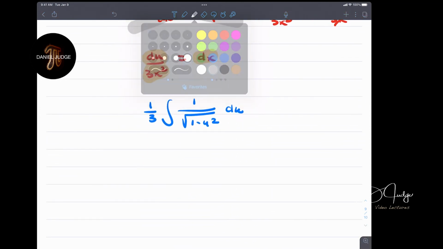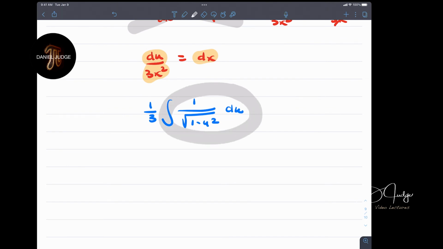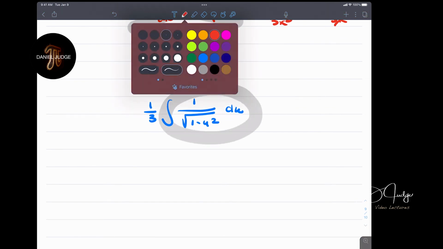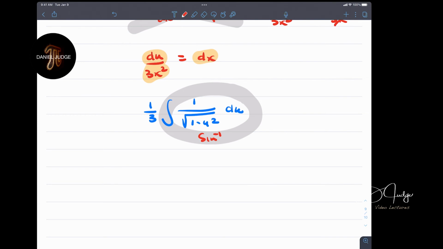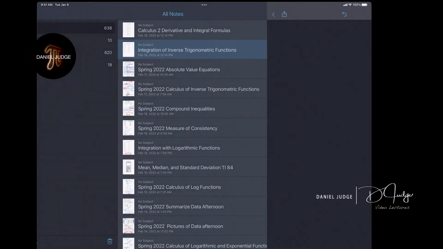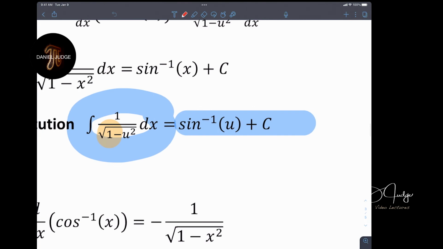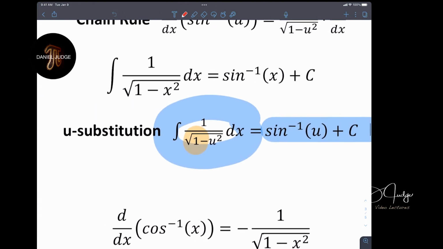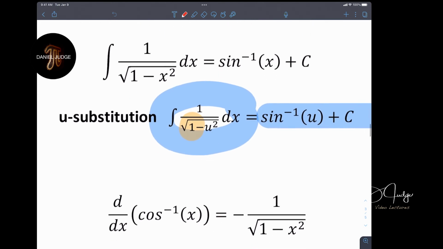And here you are again. You're saying, what do I do with this? This, ladies and gentlemen, again is inverse sine u plus c. This is the square root of, this is what we're looking for. All right. Again, it's the u sub version of the formula on top.